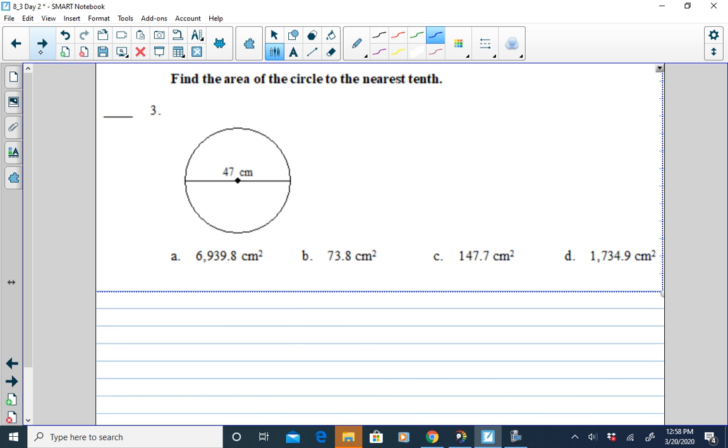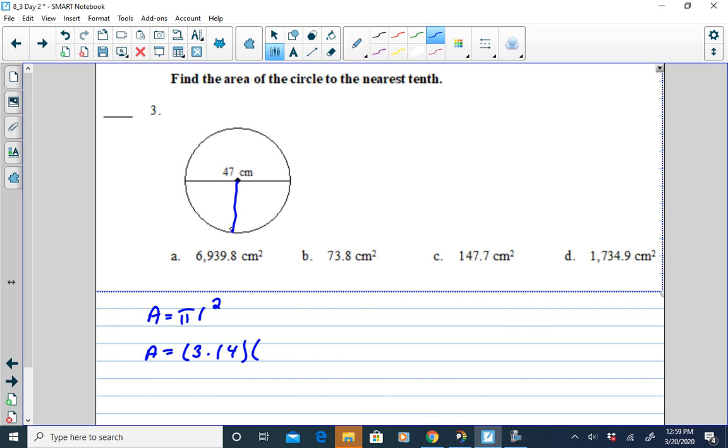All right, now these next couple are a little bit more straightforward. So problem number 3, we're just looking for the area of the circle. So area is equal to pi times the radius squared. Because we're looking for the entire area of the circle, we'll use 3.14 for pi. Now the radius is going to be half of this diameter. The distance across is going to be 47, so my radius is going to be half of that distance.